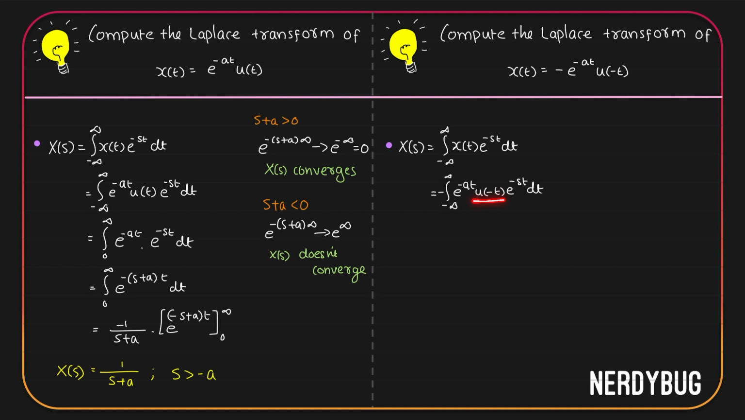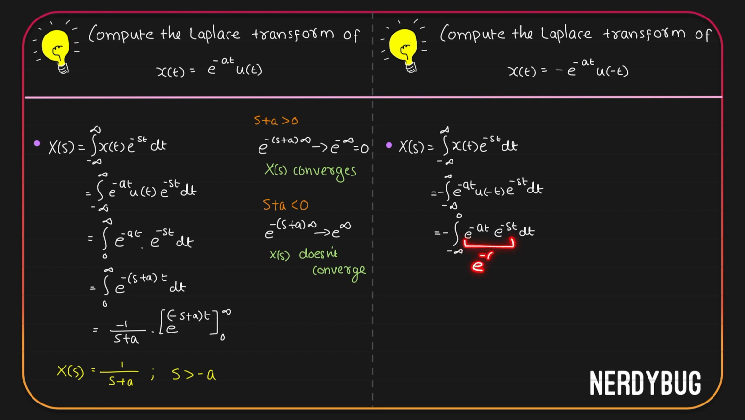Now, u of minus t is 0 for every value of t that is greater than 0, and it is 1 for every value of t that is less than 0. So we don't have to integrate from minus infinity to infinity, since the product is going to be 0 anyways if t is greater than 0. So we only have to integrate from minus infinity to 0. So this becomes negative integral from minus infinity to 0 e raised to minus at. U of minus t is 1 for t between minus infinity to 0. So 1 e raised to minus st dt.